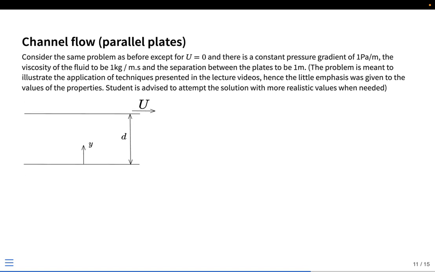Let's say you have the channel flow problem. Again, this is parallel plates, but here the velocity u equal to 0 at the plates, and we are solving with a constant pressure gradient, and let's say the pressure gradient is 1 Pascal per meter.